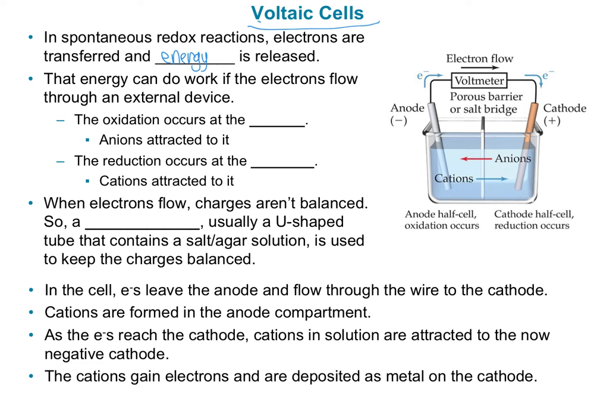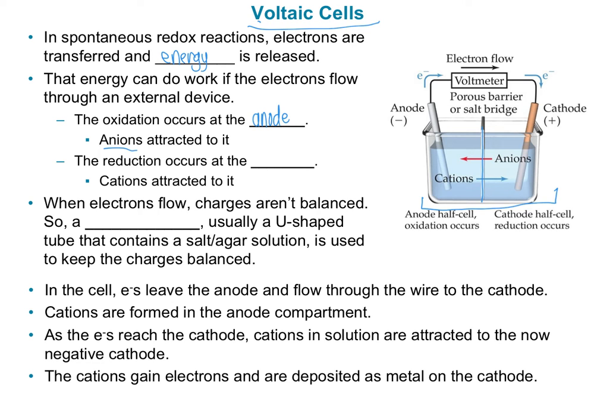So here we have a voltaic cell. We have this bridge here that separates one side, so your oxidation happening on one side, and then your reduction happening on another side. So oxidation is going to happen at the anode. So anodes have anions attracted to it. So remember, oxidation has it where we have the oxidation number increasing.